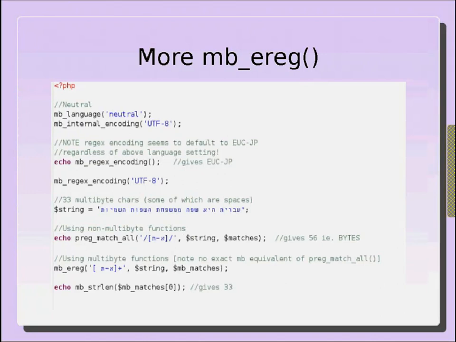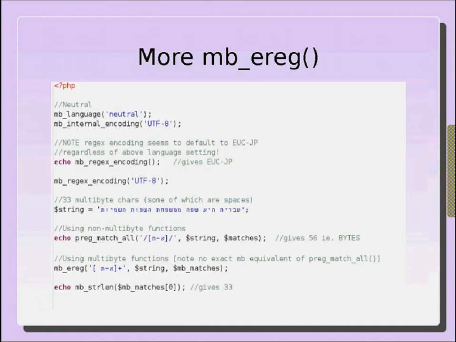More mb_ereg. Let's have a look at this one. We're language neutral. The regex encoding is UTF-8, and then we have a long string of some Hebrew characters here and some spaces. There are 33 characters in total in that string there.